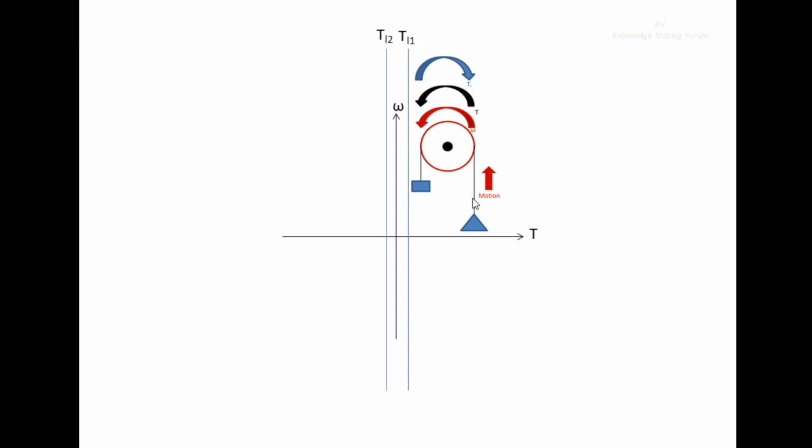So if we want to move this loaded cage towards upward or in the counterclockwise direction, we need a mechanical energy called torque in the counterclockwise direction, because the motion required is in the counterclockwise direction. Therefore, the mechanical energy torque should also be in the counterclockwise direction.